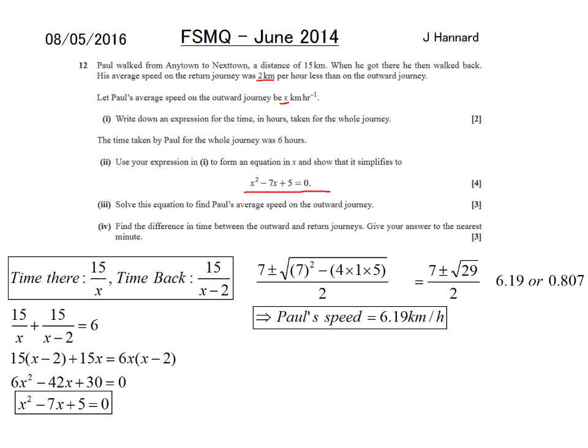Find the difference in time between the outward and return journeys. Give your answer to the nearest minute. So that's that. Obviously, that is that. X minus 2 is that. That should be a minus there, because it's the difference. And when you put that in your calculator, you end up with 1.16 hours. But we're meant to give it to the nearest minute, so we call it 70 minutes. So there you go. Question 13 then.